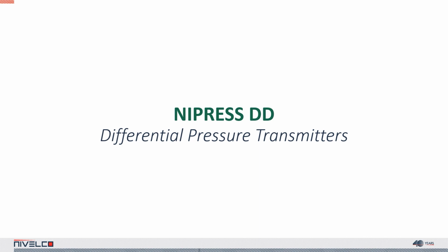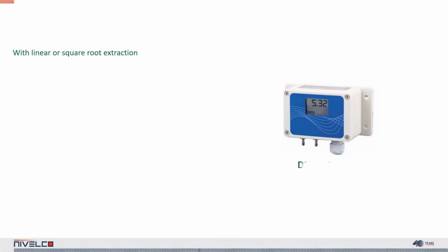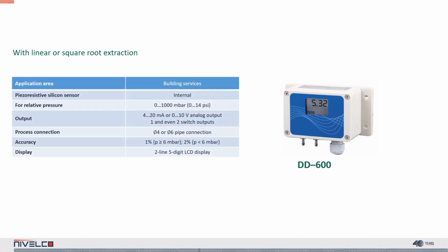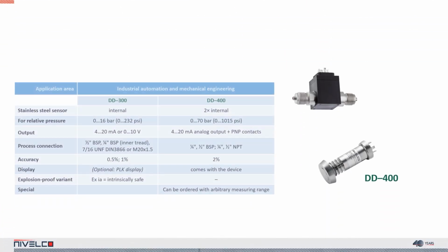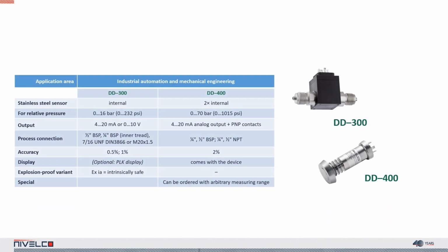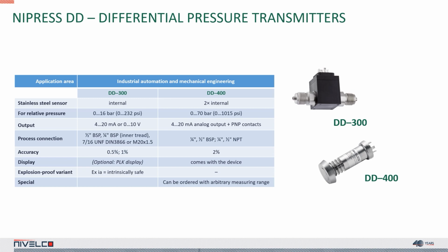Now let's talk about the NIPRESS differential pressure transmitters. The DD600 was designed for building engineering applications, draft monitoring specifically. The DD300 differential pressure transmitter is a general use device. For high pressures, use the DD400, which comes with an extra switching output.